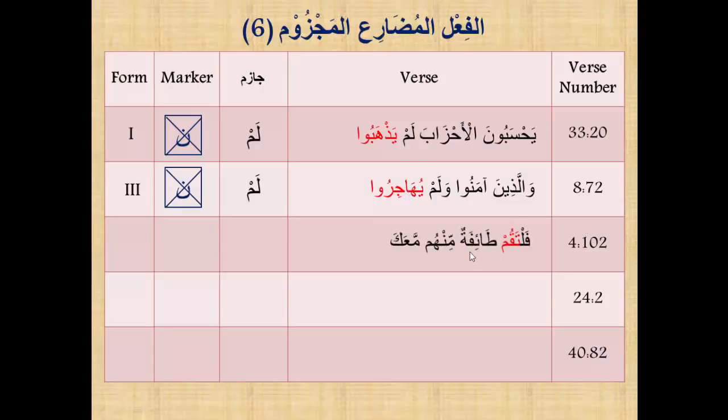فَلْتَقُمْ طَائِفَةٌ مِّنْهُمْ مَعَكَ. So we have fal. This, like I described in the previous slide, is lam al-amr. In this construction, it takes the sukun. فَلْتَقُمْ. So the jazm is lam al-amr. What's the marker? The sukun on top of the mim. فَلْتَقُمْ. And this is an example of a form 1 verb.